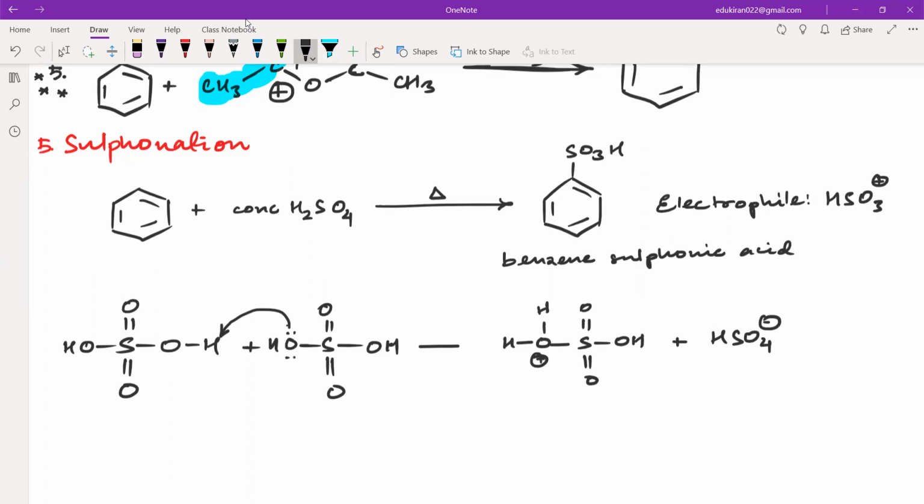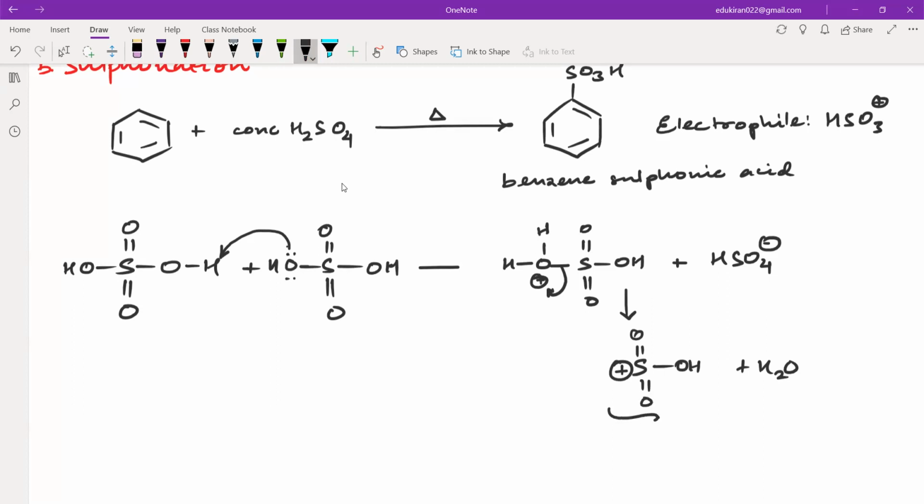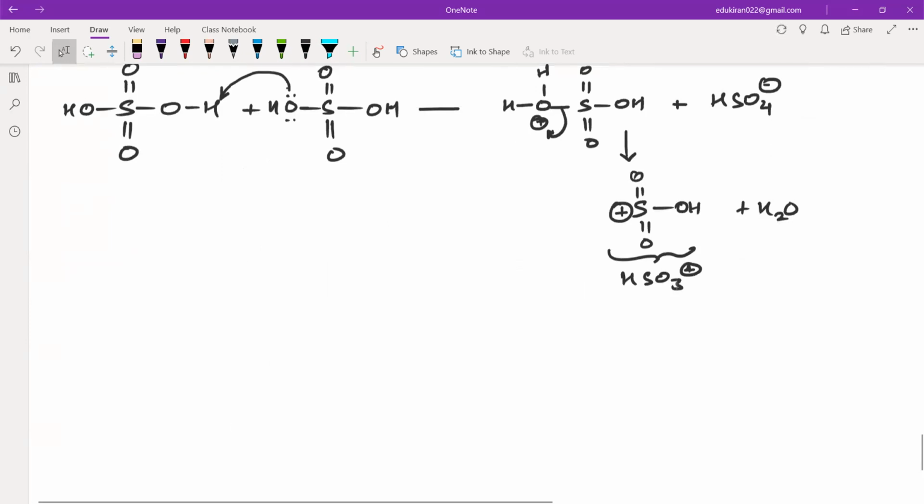Now this water molecule, it gives this bond, it gives the electron to oxygen. Now this transforms into H, sulfur, double bond O, OH, double bond O. Here we get a positive charge, plus H2O you will get. So from this HOH positive charge, this bond is broken, and you are getting H2O. Now this is my electrophile, HSO3 positive, and here we have the positive charge on the sulfur atom. That is why sulfur will be attached on benzene.